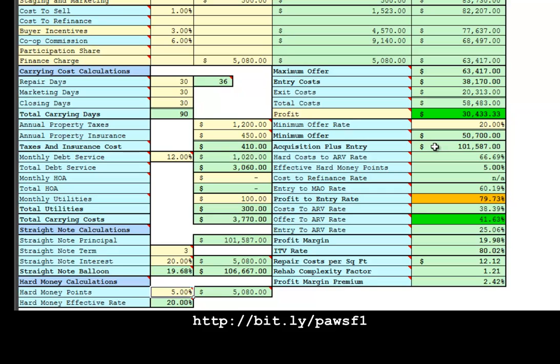Now, taking the acquisition plus entry costs and dividing by the ARV, we come up with 66.69%. That is close enough for hard money lenders to lend all of the cash required to purchase this property. That is, you will receive $101,587 cash from the hard money lender, and you will sign a note for $106,667 to be repaid in 3 months, along with monthly interest-only payments. So you're really buying the property with 100% financing and fixing it up with 100% financing.